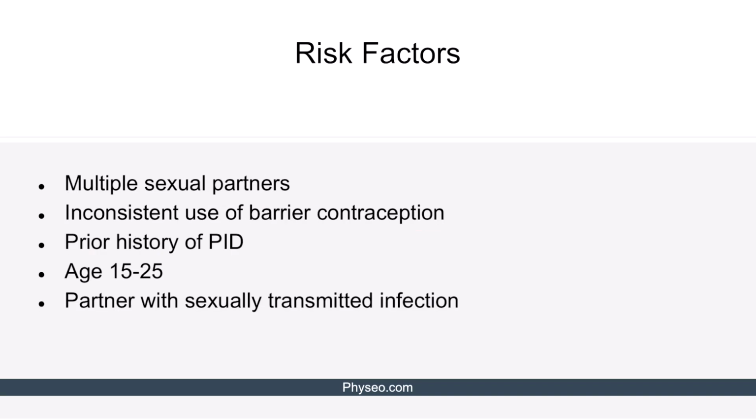Multiple sexual partners and an inconsistent use of barrier contraception are the greatest risk factors for PID. If a woman has a prior history of PID, she is more likely to get the same infection in the future. Those ages 15 to 25 are at the greatest risk. Finally, if a woman's partner has a sexually transmitted infection, she's more likely to develop PID as well.